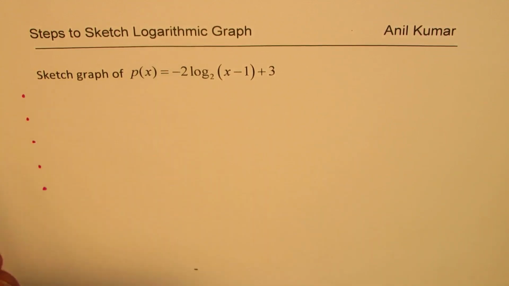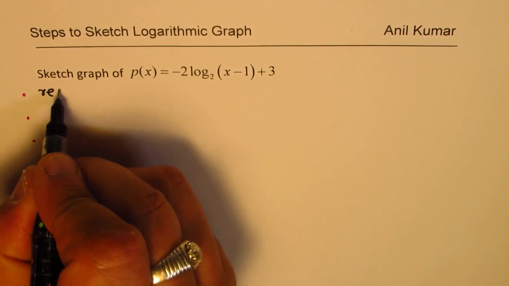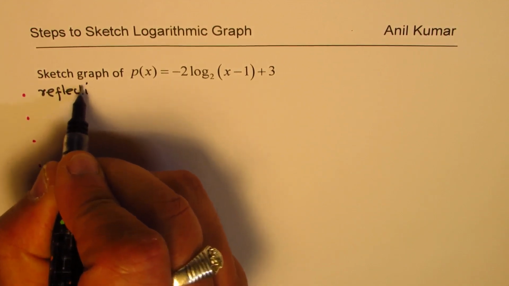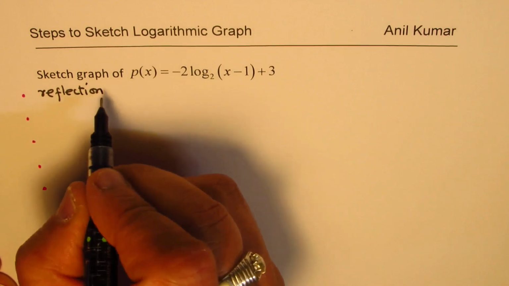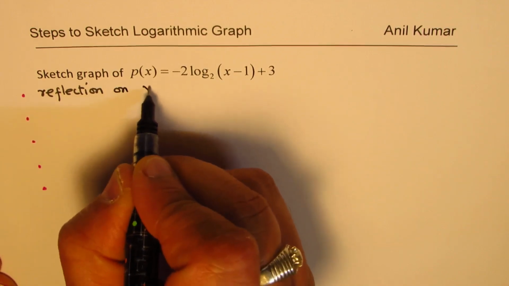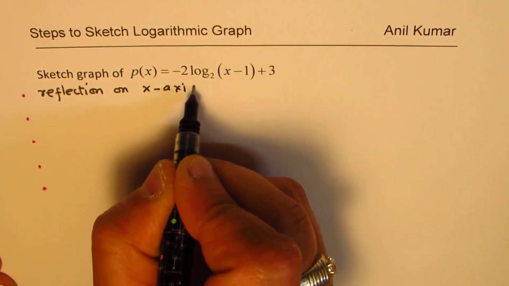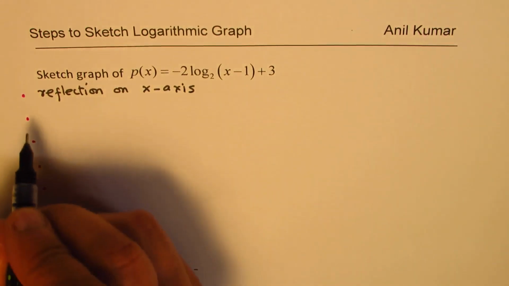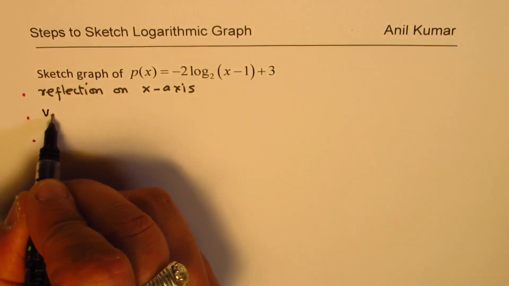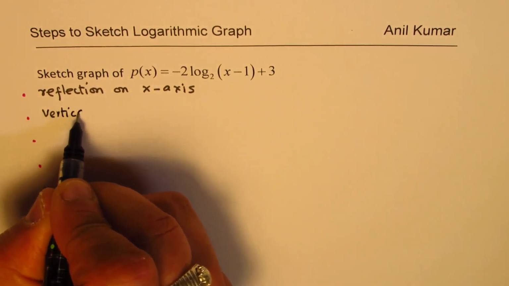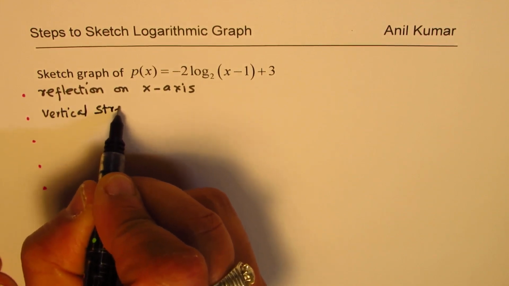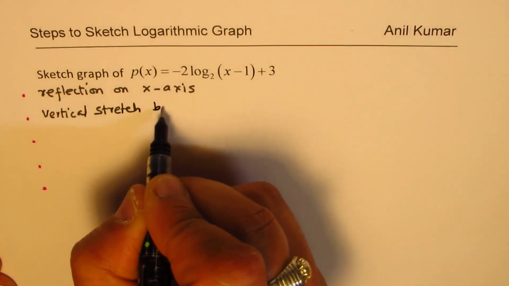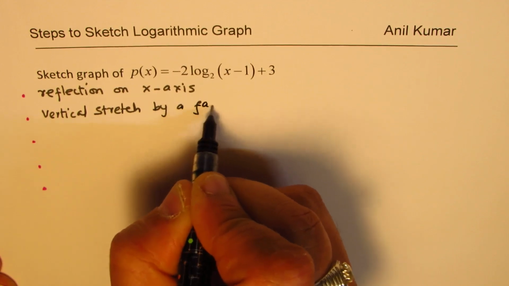That negative is what? It is a vertical reflection on the x-axis, correct? This is the first part. How about this 2? 2 is a vertical stretch by a factor of 2.